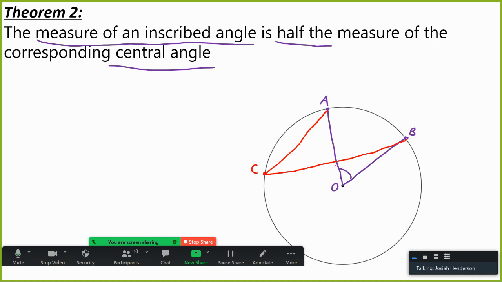The purple one, AOB, is central. The red one is an inscribed angle. And theorem 2 is telling us that we can figure out the measure of one or the other if we know one of these angles. It's saying that the inscribed angle is half of the central angle's measure, as long as they're intercepting the same points, A and B, like this picture is. So for my diagram, I'm going to state the theorem with symbols now. Measure of angle ACB, that's the inscribed, is equal to half of measure of angle AOB. This is my inscribed is equal to half the corresponding central angle.